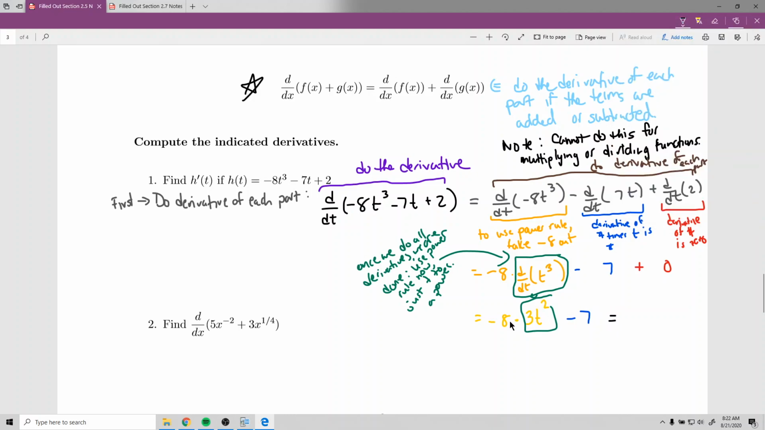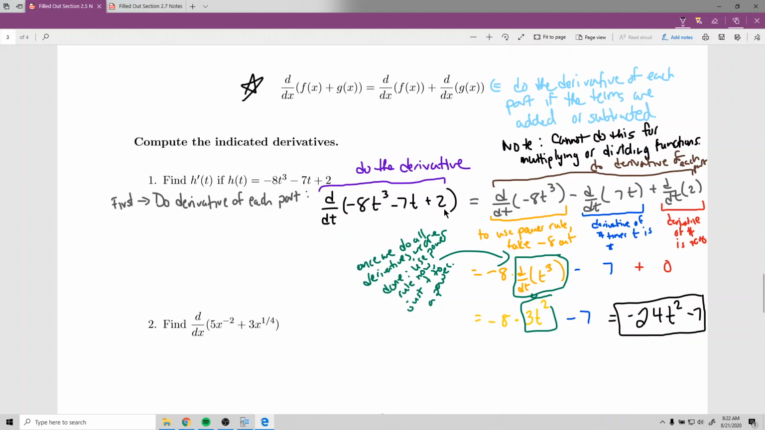And then our final answer, multiply these. -8 times 3 is -24, t squared, and then -7. Right? And that is the derivative.